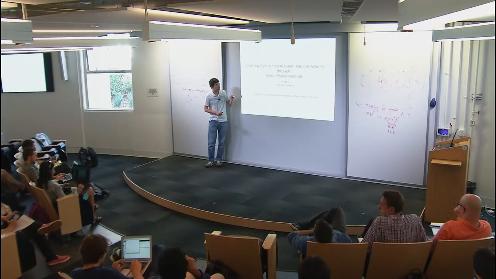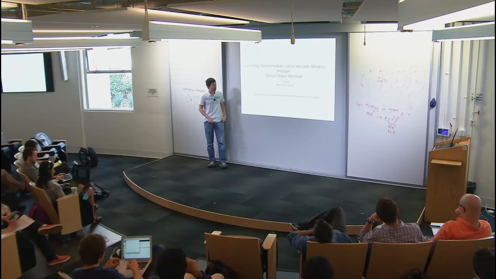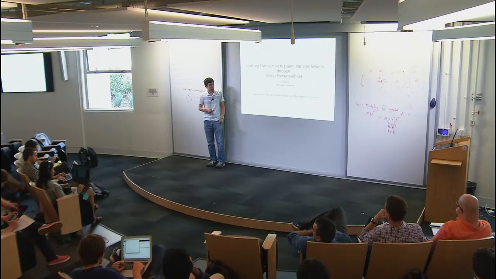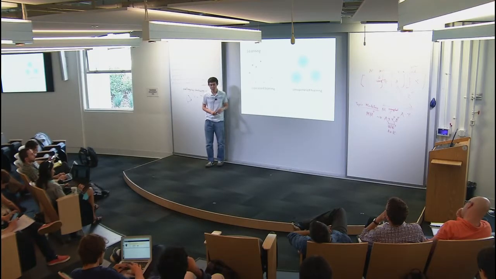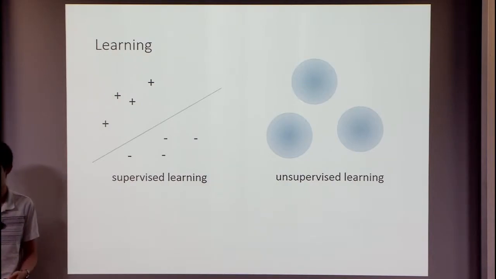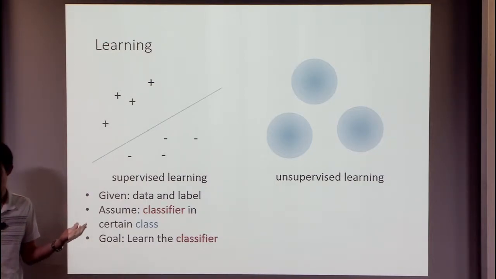I guess I will start by explaining the first part of the title. So what do I mean by learning over complete latent variable model? First, just a very brief recap. There are many different kinds of learning problems. The most popular one might be the supervised learning problem. In this problem, we are given data and labels. For example, we are given emails and we want to tell whether they are spam or not.